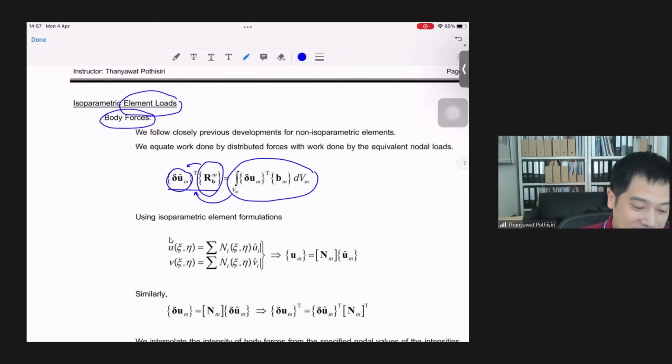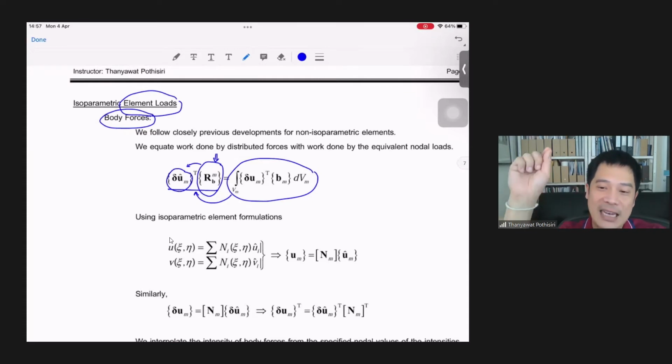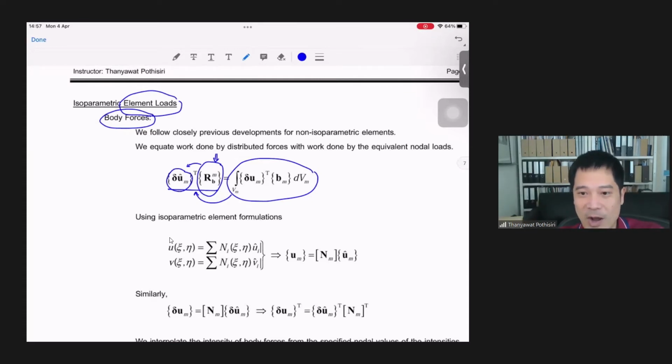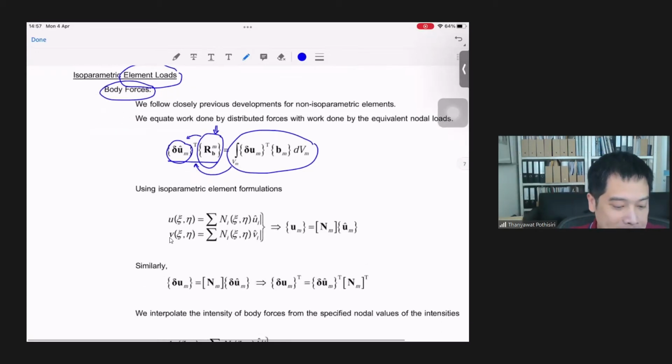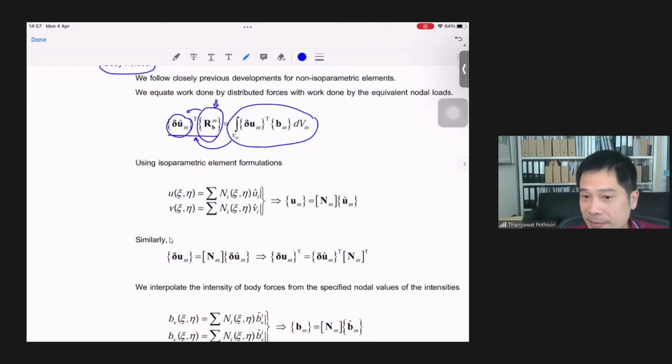If we have this equivalent body force, then we can find the contribution of this equivalent body force to the load vector that acts at each degree of freedom of our finite element model. All right. So we're going to use pretty much the same concept that we have done before.